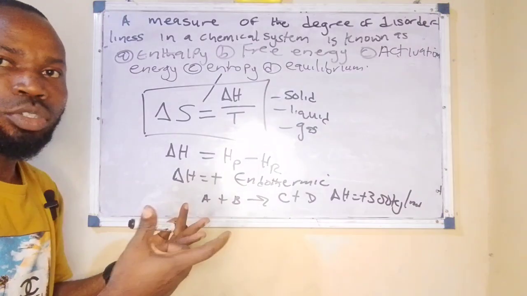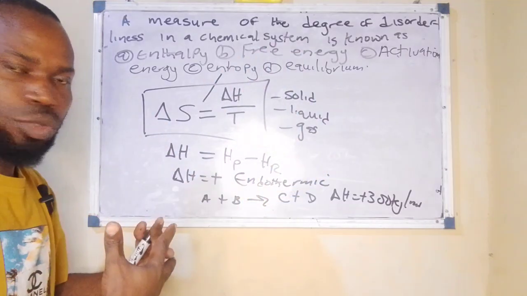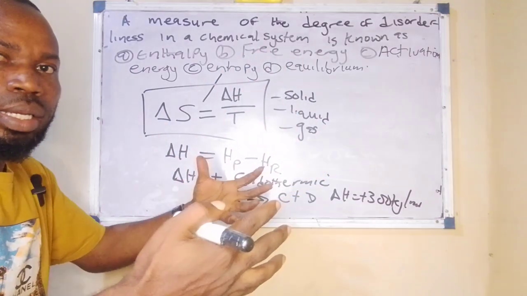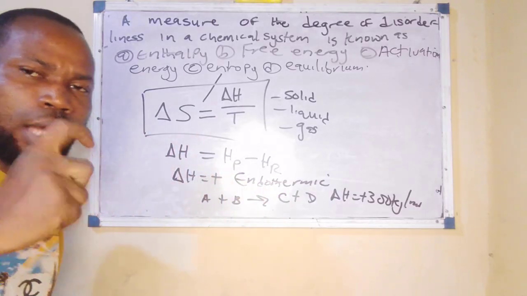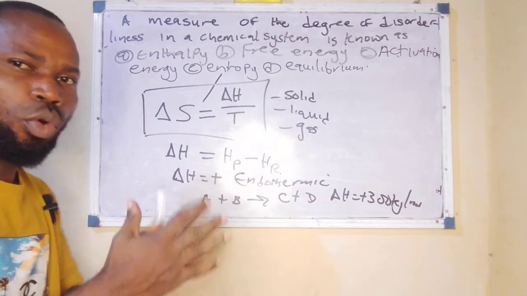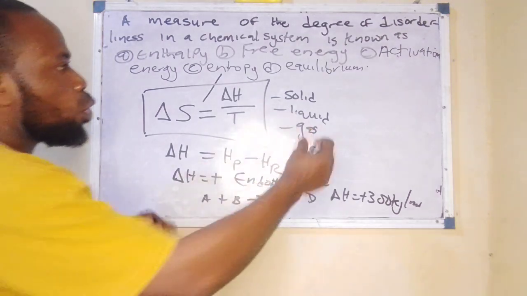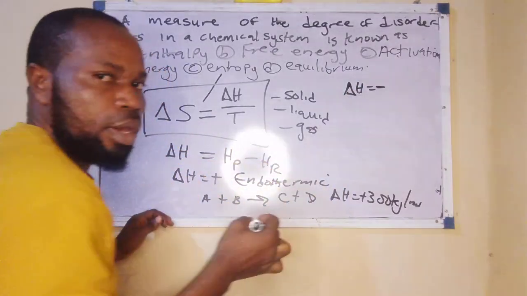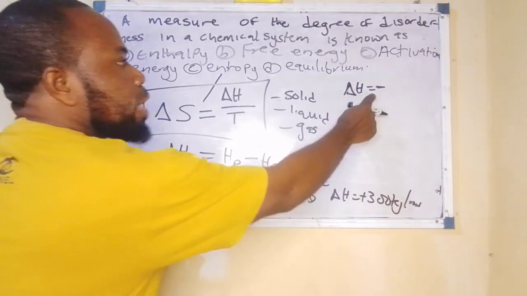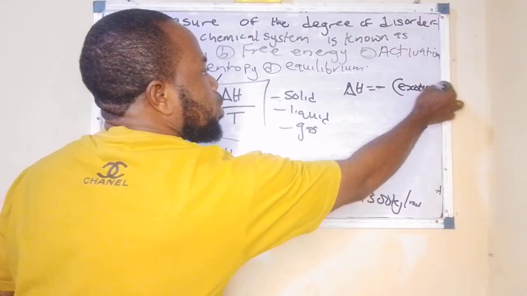And what are endothermic reactions? These are reactions in which heat is absorbed from the surrounding. So those reactions that absorb heat are known as endothermic reactions. Now, there are some reactions also that liberate heat. And what do we call those reactions? Those reactions are known as exothermic reactions. Now, for me to know that a reaction is exothermic, delta H is negative. So for an exothermic reaction, delta H is negative.